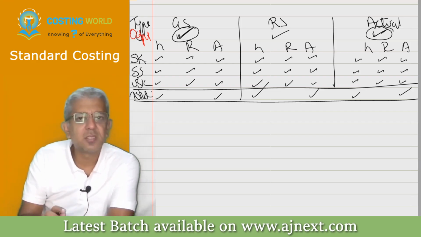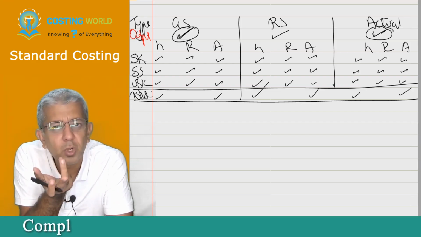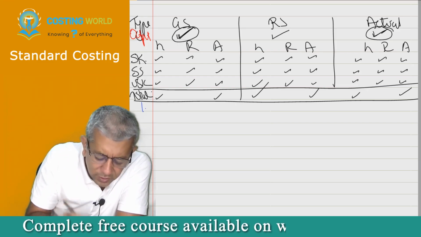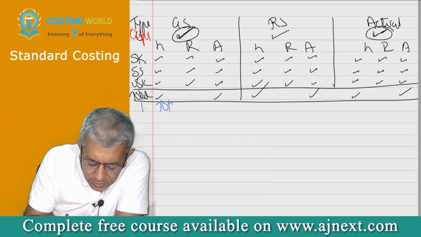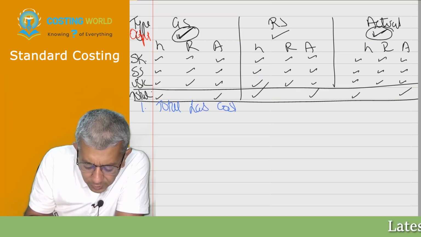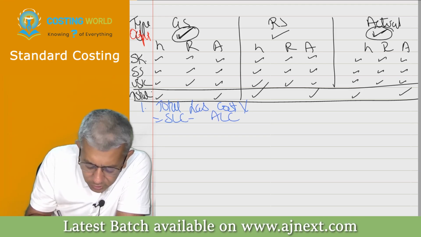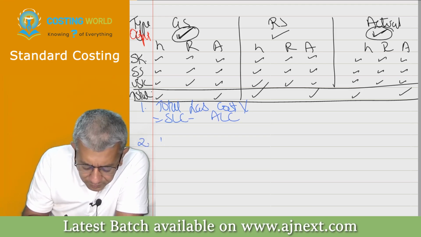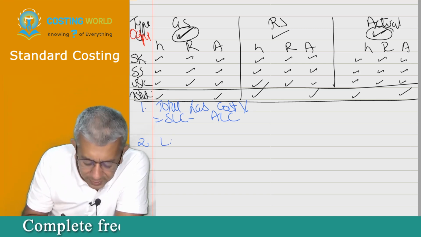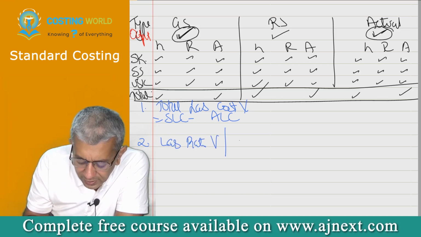Names of the variances are different because it is labor, but more or less the calculation is going to be the same. Over there, the first one was total material cost variance. Over here it is going to be total labor cost variance, which will be standard labor cost minus actual labor cost. Second, over there it was material price variance. Over here it will be labor rate variance. Labor rate variance can also be called wage rate variance.